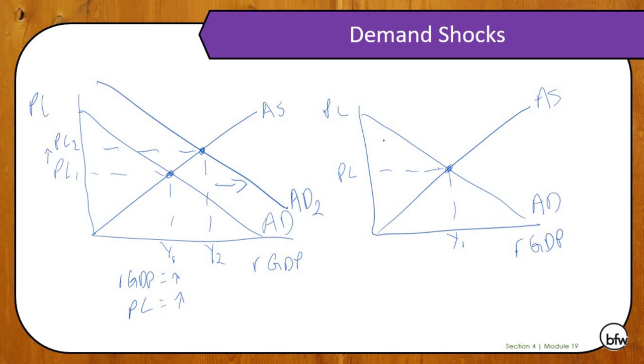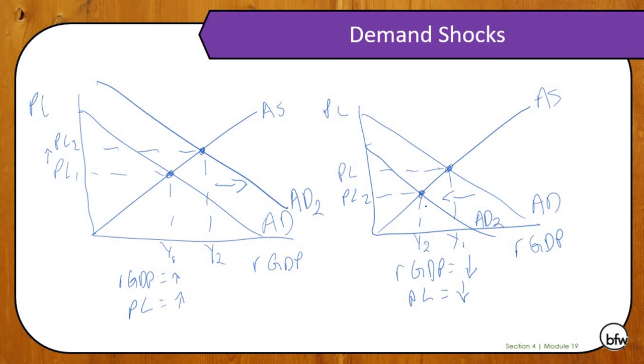Alright, when aggregate demand decreases, the opposite is true for both. Price level is going to go down, and real GDP is going to go down as well. Alright, you see how that works?